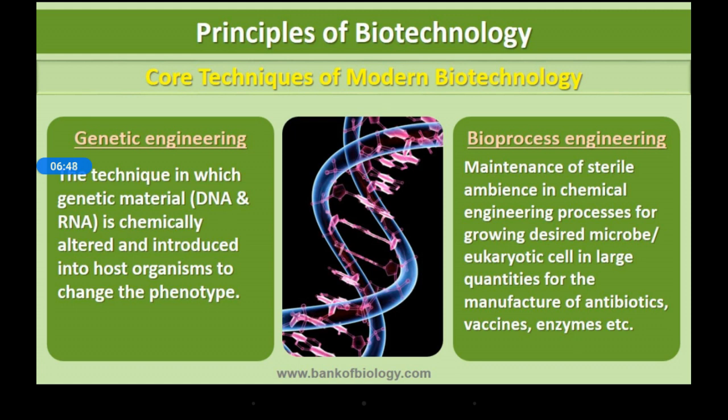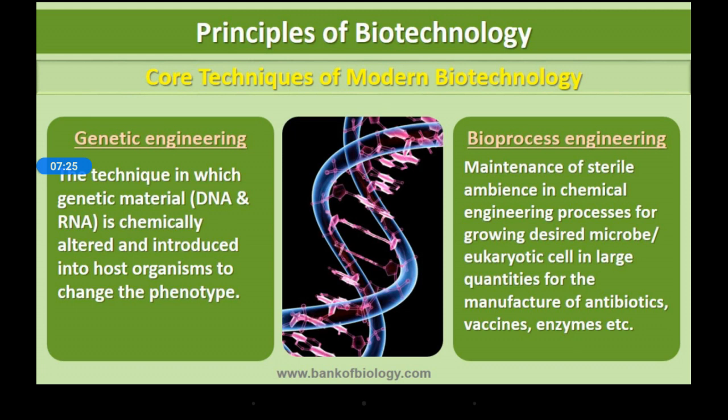That is genetic engineering. And the other one is bioprocess engineering. Bioprocess engineering means we develop antibiotics, vaccines, enzymes, etc., right? And they are developed from microbes and eukaryotic cells. So here, bioprocess engineering means maintenance of a sterile, very clean ambience in chemical engineering processes for growing desired microbes. The desired high quality, high characteristics microbes will be grown in large quantity.